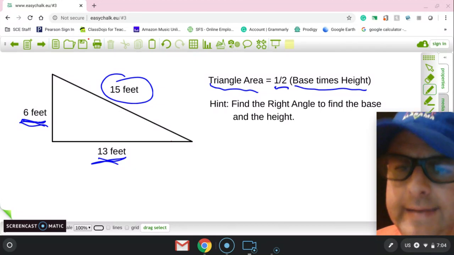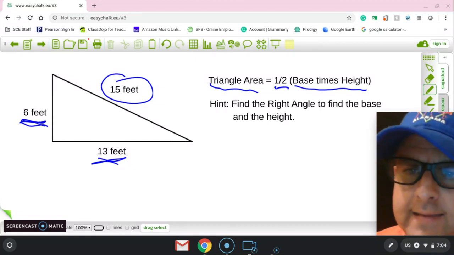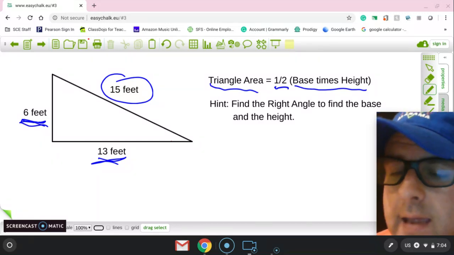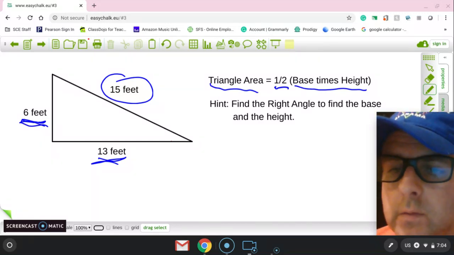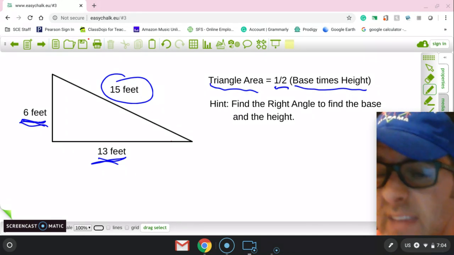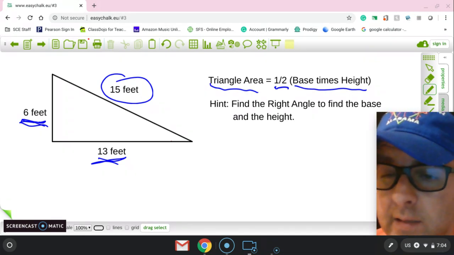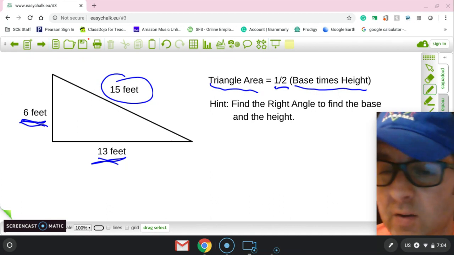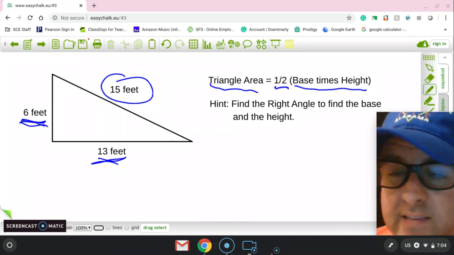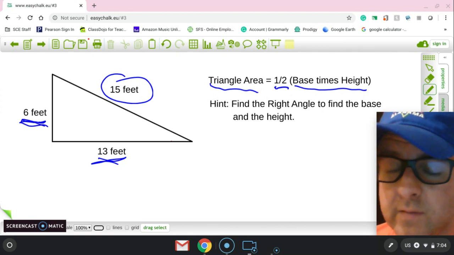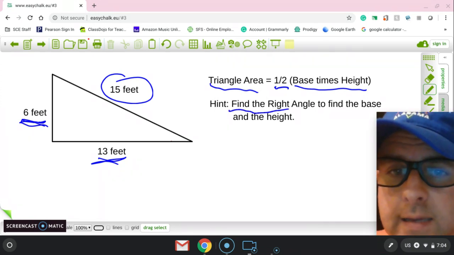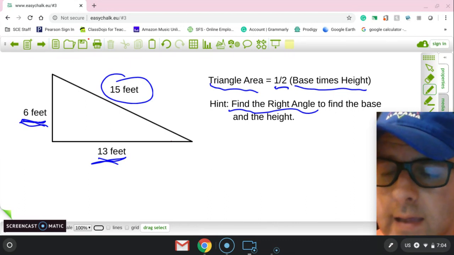What's base and height? I see side, side, and side. Good question. Base and height are just different words that we use sometimes when we're dealing with area. We'll see them with parallelograms, triangles, and some other shapes too. But here's what base and height ultimately is. Here's the easy peasy sauce, the secret sauce, what you can remember to find the base and the height. Hint: find the right angle to find the base and the height.